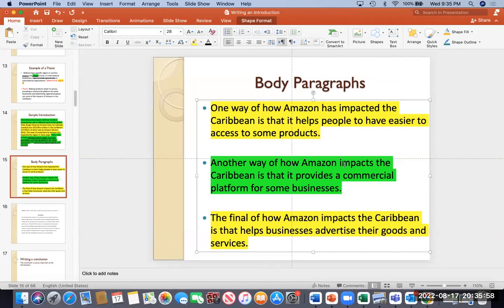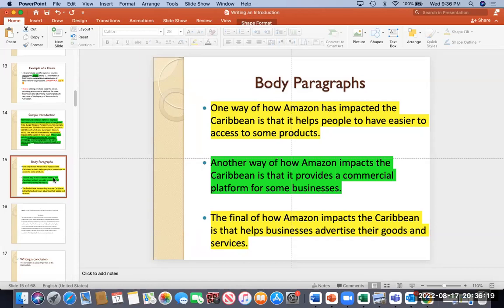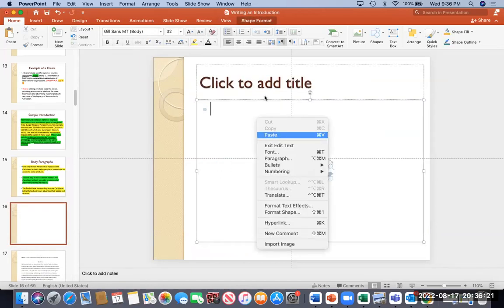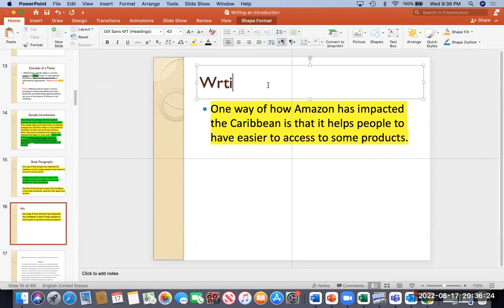So these are what are called topic sentences. It's the first sentence of the body paragraph. Each first sentence, you're going to write out for it to be a full paragraph. So let's try to work with one. Copy and put it onto another slide. And then now you get into writing a body paragraph.